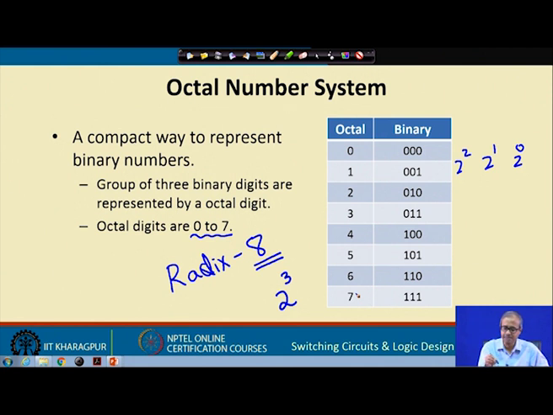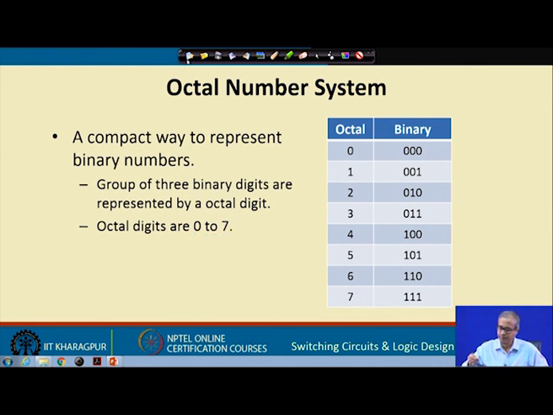So, here you see these octal digits 0 to 7, and each of them corresponds to a 3-bit binary number. This is one correspondence that we have to look at here.